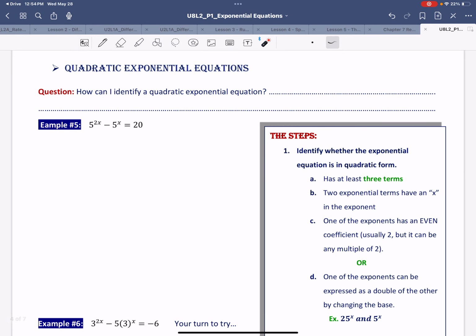Welcome back, and let's take a look at some quadratic exponential equations. So first of all, how can we identify whether an exponential equation is in quadratic form? The way we know is because one of the terms will have an exponent that is double the exponent in the other term. So we're going to have two terms in exponential form, and one of the exponents will be double the other.